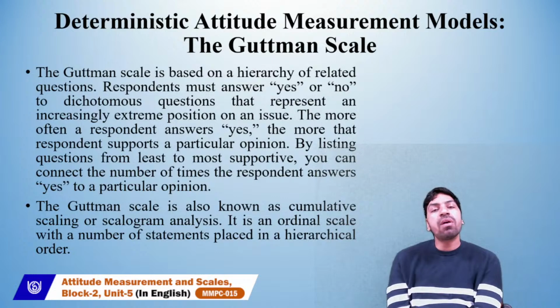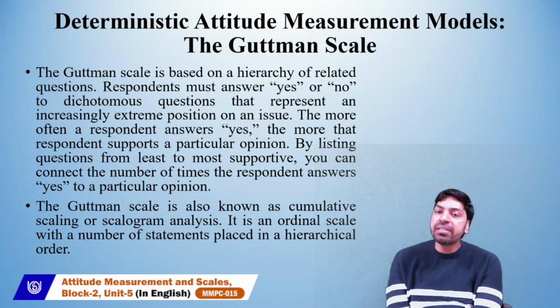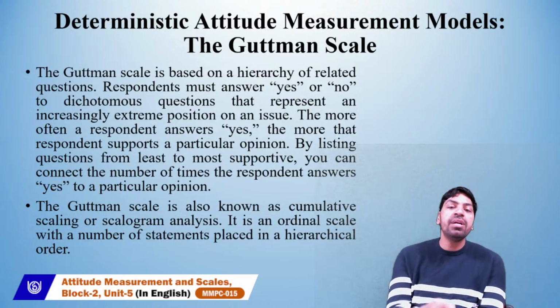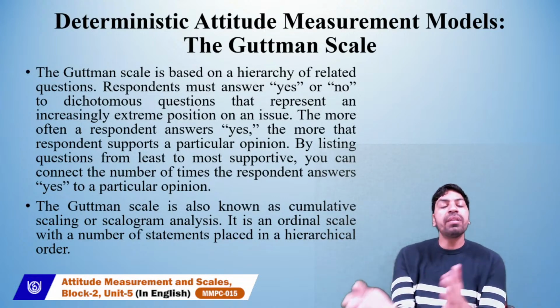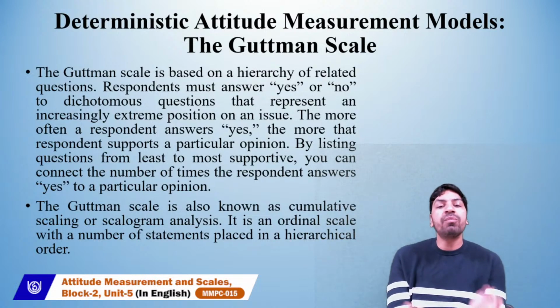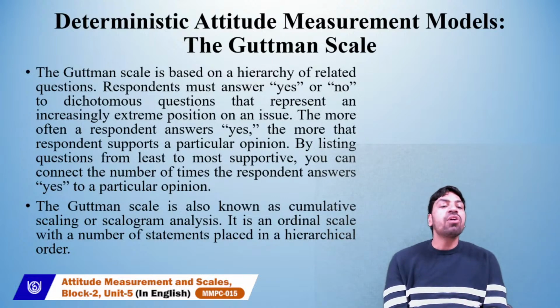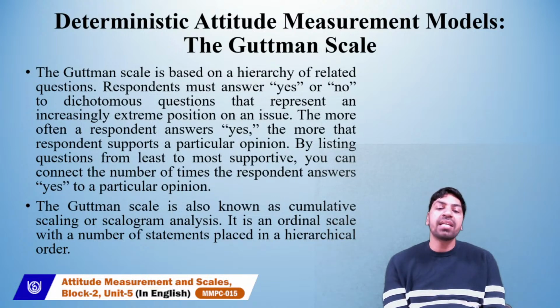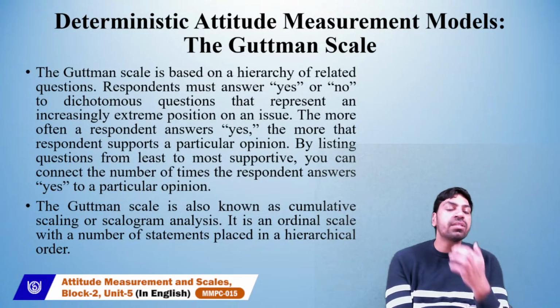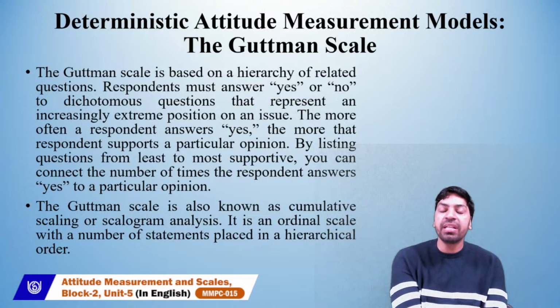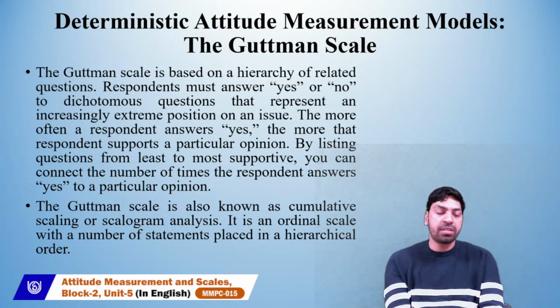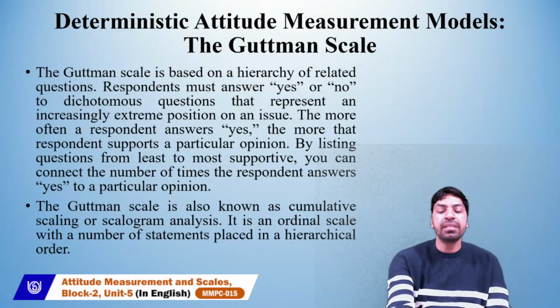The Goodman scale is also known as cumulative scaling and scalogram analysis, and it is always based on the ordinal scale. Ordinal scale is the ranking or ordering level, so the ordering level would be yes or no. Automatically, a number of statements are placed in a hierarchical order, and you have to answer yes or no: are you favoring this particular statement or not? So this is all about the Goodman scale.